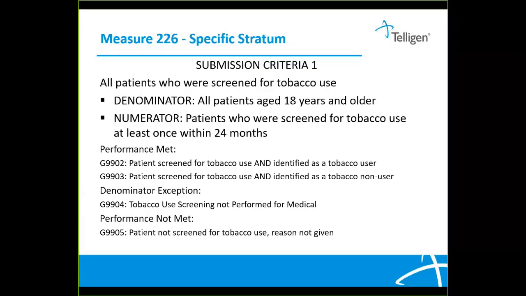But before we go to the second submission criteria, you may think that if you report G9903 that you're done because they're a non-user, but that's not the case. And this is why it's really important to review these claims measure specification sheets because they will give you every specific criteria. Okay, we'll talk about submission criteria number 2.